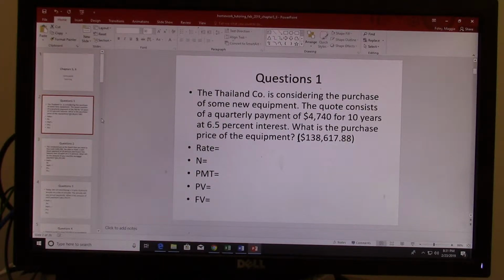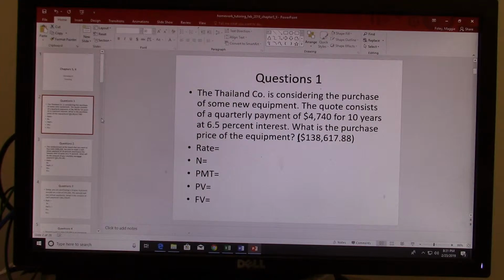The company is making $4,740 back to the credit card company. So that's the payment. It's a 10-year loan. And the company is making 4 payments a year back to the credit card company. So the number of payments should be 10 multiplied by 4. And the interest paid for this loan is 6.5%, but divided by 4 because this is a quarterly payment.